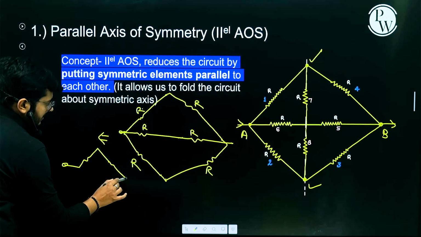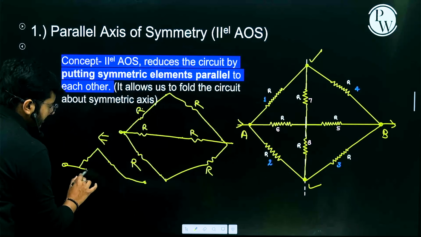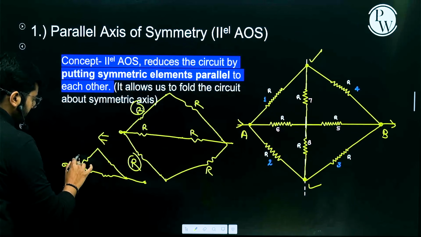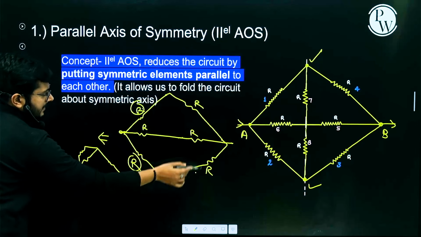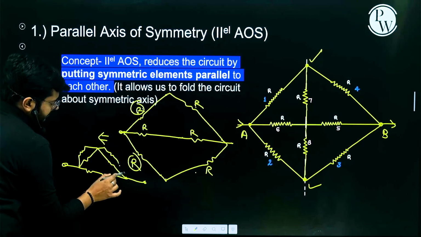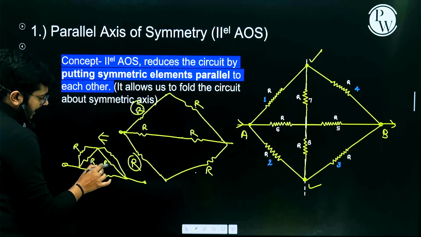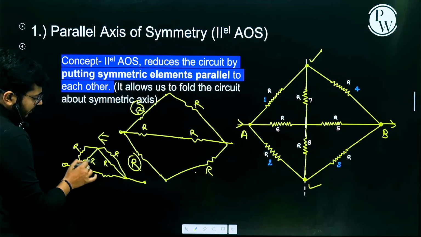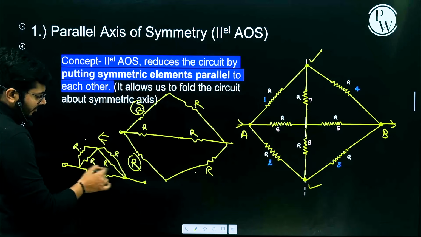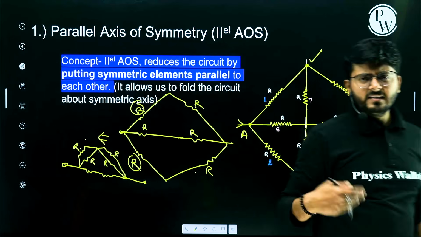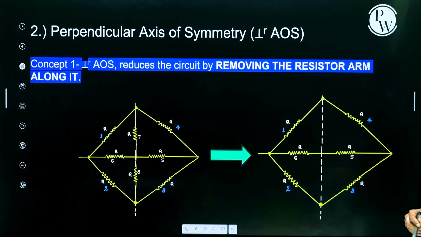This is the circuit that you have. These are the 2 resistances in the middle. This and this will become in parallel, and this will become in parallel. Now you can solve it. R and R are in parallel. Here R and R are in parallel. So R by 2, they become in series. So this will become R. Again, you can solve the remaining circuit. So this is how you can go about it. Let's have a look at some problems and try to solve them.